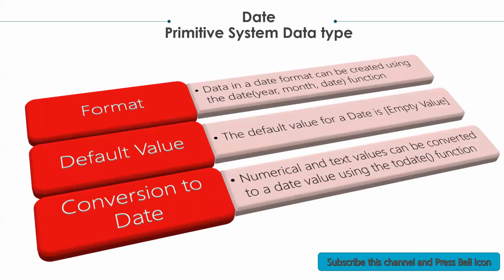Date. Data in a date format can be created using the date function. Variables that have a date type do not accept text strings as an input. The default value for date is empty value. The minimum value is 1/1/1000 and the maximum value is 12/31/9999. Date values are not adjusted to a different time zone when saved or displayed. Numerical and text values can be converted to a date value using the toDate function.